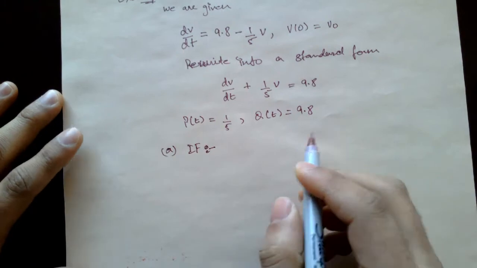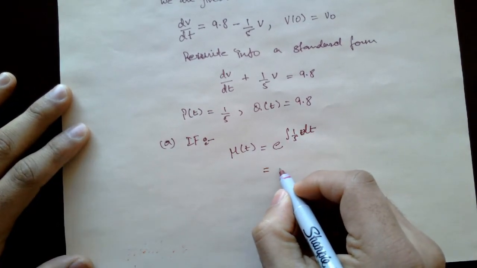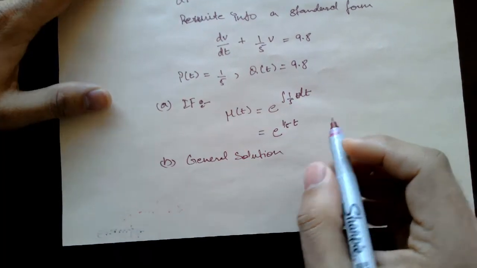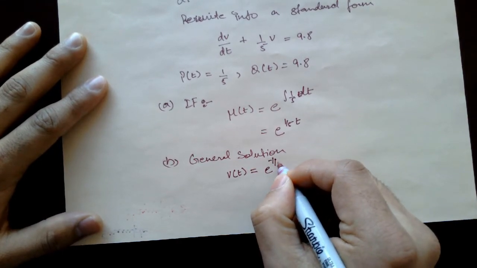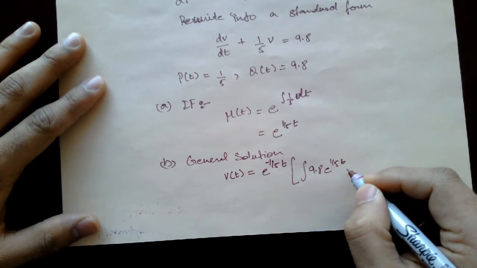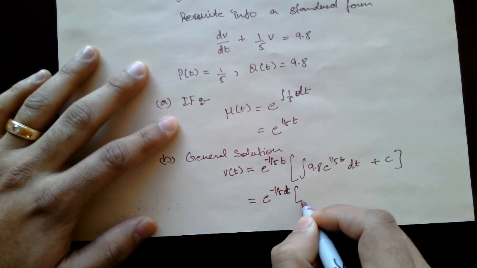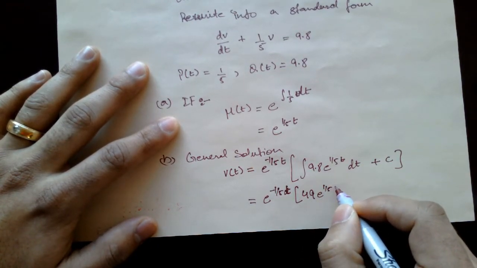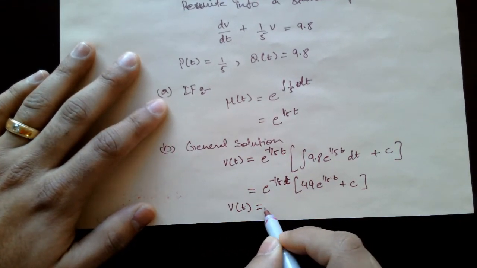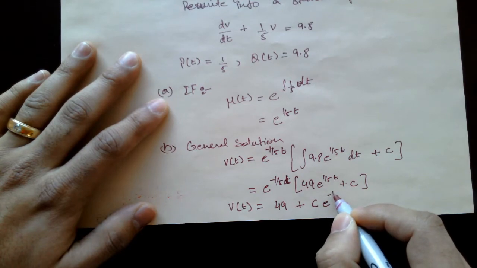Looking at the integrating factor, we get mu(t) = e raised to the power integral of 1/5 dt, which after solving gives e raised to the power t/5. The general solution becomes v(t) = e raised to the power -t/5 [integral of 9.8 e raised to the power t/5 dt + c]. Solving it, we get e^(-t/5) [49 e^(t/5) + c]. Taking this exponential term inside, we get v(t) = 49 + c e raised to the power -t/5.